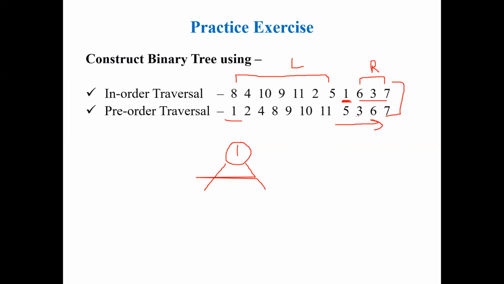3 is coming first. So 3 will come here as the root node, and 6 and 7 will be on its left and right as per the in-order traversal. Okay. So 6 is here and 7 comes here as per the in-order traversal, as 3 is the root node. So 6 is on its left and 7 is on its right. So this is how we can construct the right part. Similarly, you can construct the left part of this traversal. Thank you.